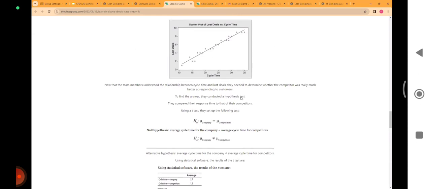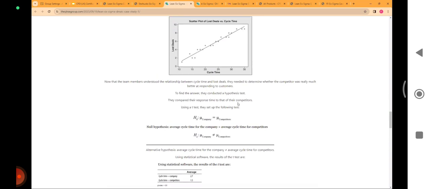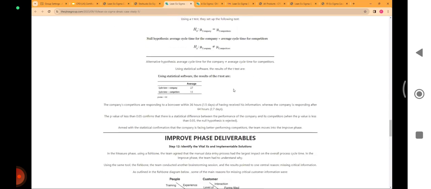So what we do, we conduct a hypothesis test, and then we compare the response time to that of their customers. Like, okay, if customer response time is affecting our business, let us see how it is for the other organizations. And as you can see, the t-test result says that the cycle time for our company is 2.7, and the cycle time for other banks is 1.5. So indeed, the other banks who are actually meeting their process objectives, who are doing better than us in this regard, are responding faster to their customers.